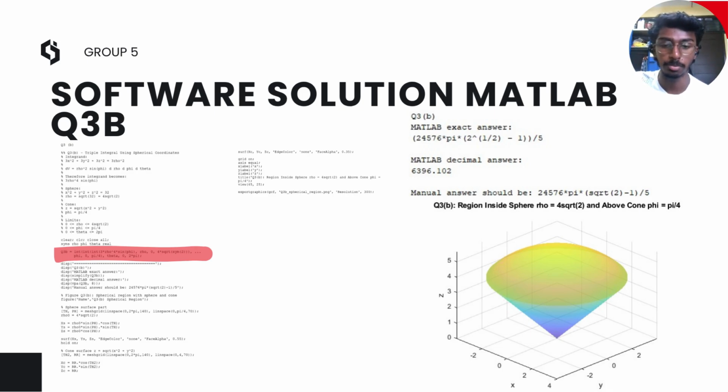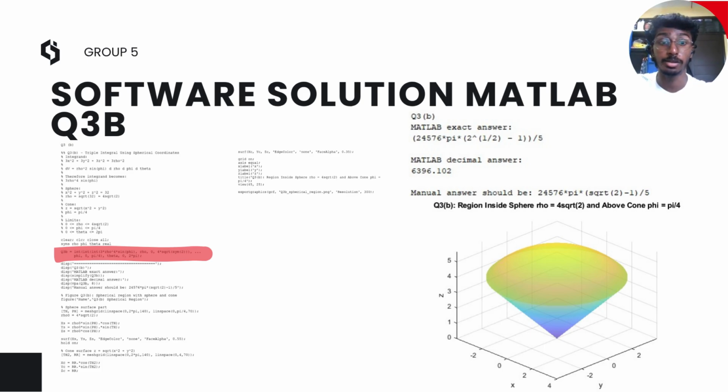For the question, the upper boundary represents the sphere x squared plus y squared plus z squared equals 32. Therefore, in spherical coordinates, the radius limit is rho equals 4 root 2. The lower boundary is the cone z equals square root of x squared plus y squared. This gives the angle limit phi equals pi over 4.